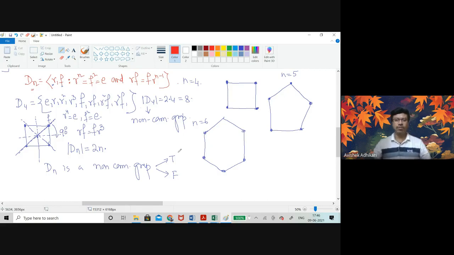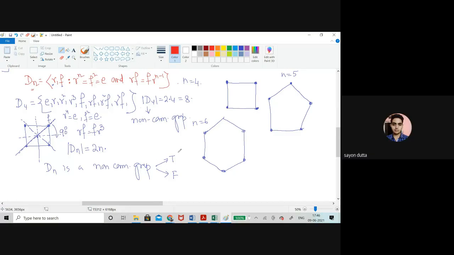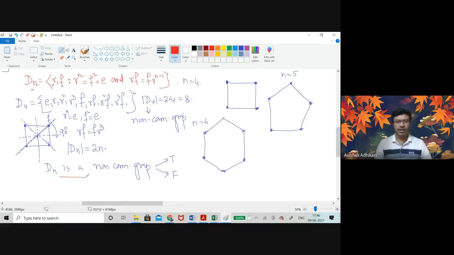Dn is a non-commutative group. If you get this in a question, then what would be your answer? True or false? Yeah, it's very easy. Sir, true. For n more than 2, it is true. Yes, if this is the statement, then it's false.